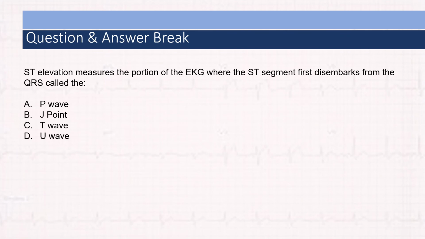ST elevation measures the portion of the EKG where the ST segment first disembarks from the QRS, called the A, P wave, B, J point, C, T wave, D, U wave. If you've answered B, J point, you're correct.